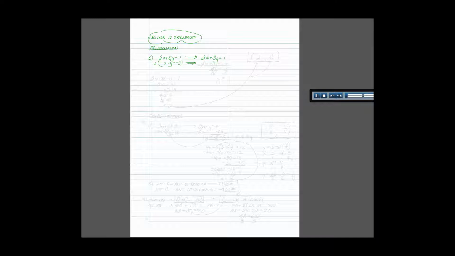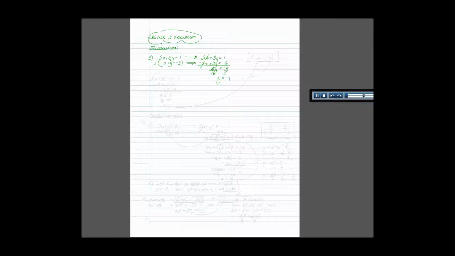The second one, if I multiply by 2, I get negative 2x plus 2y equals, don't forget to multiply the other side, negative 6. Those x's go away. That was our whole goal. And you have 5y equals negative 5. Divide by 5, and you get y equals negative 1.